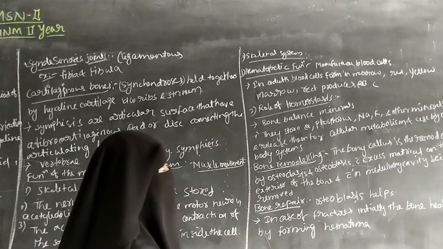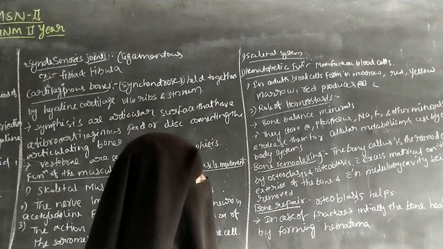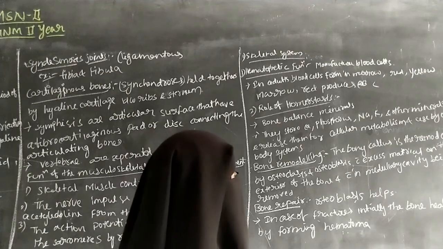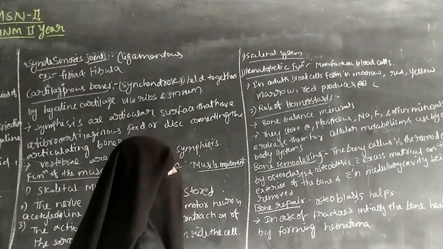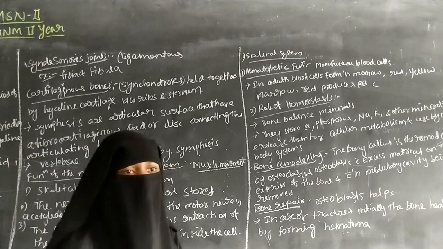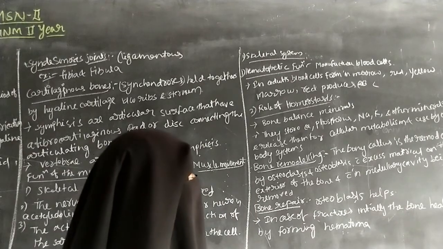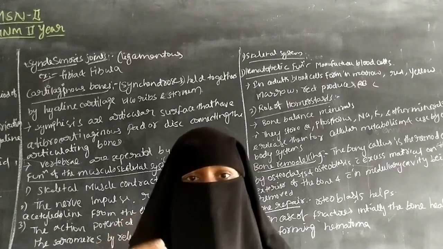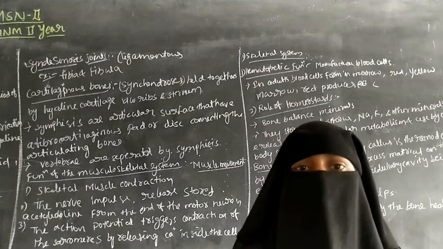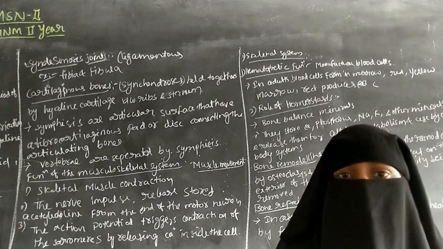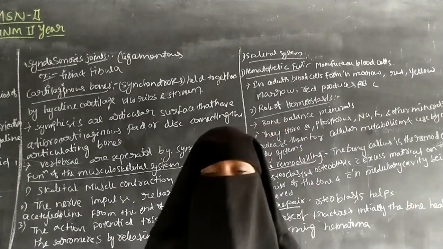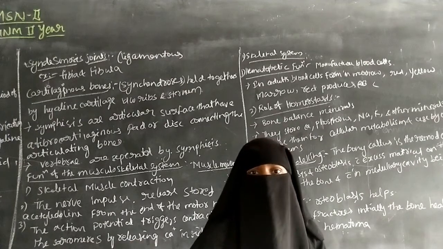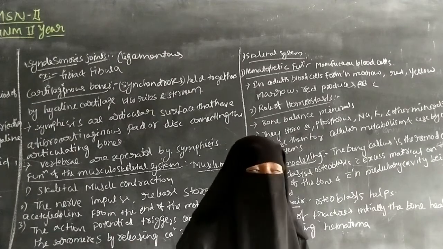In adults, blood cells are formed in the marrow. The red marrow will produce the RBC. So in adults, the new blood cells are formed in the bone marrow, which has red bone marrow and yellow bone marrow. Red bone marrow produces the red blood cells.